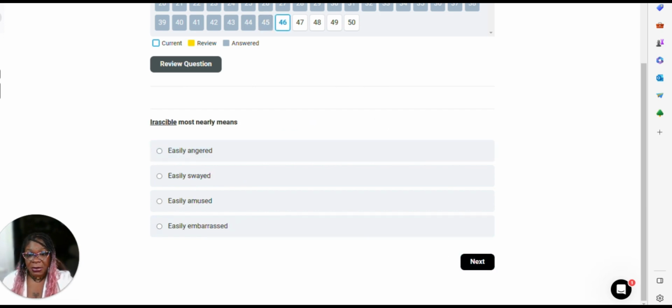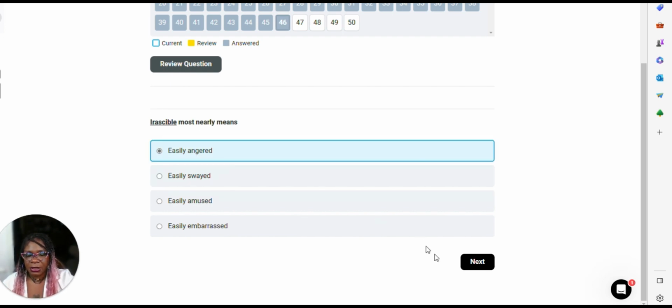Irascible most nearly means easily angered, easily swayed, easily amused, or is it easily embarrassed? The answer for this one's going to be easily angered, right? So the root irasc means to be angry. And the suffix able means to be able to. So when you combine the two, irascible is going to be easily angered. So we'll pick that one and move on to the next one.